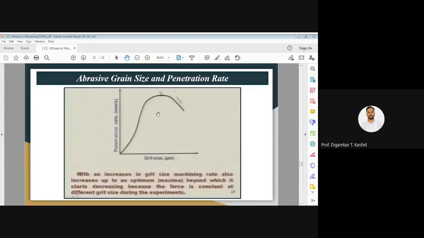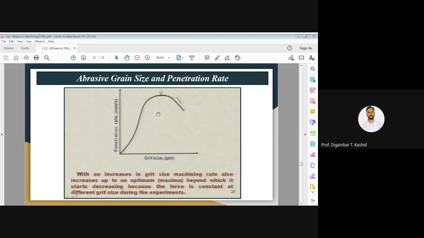Then another parameter is the abrasive grain size. You can call it grit size or grain size. There is another important parameter which affects the penetration rate. You can see as the grit size is increasing, there is an optimum value where you get the maximum penetration rate in unit mm per second.